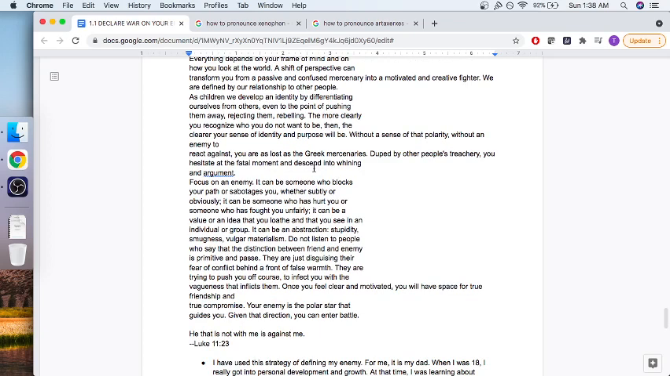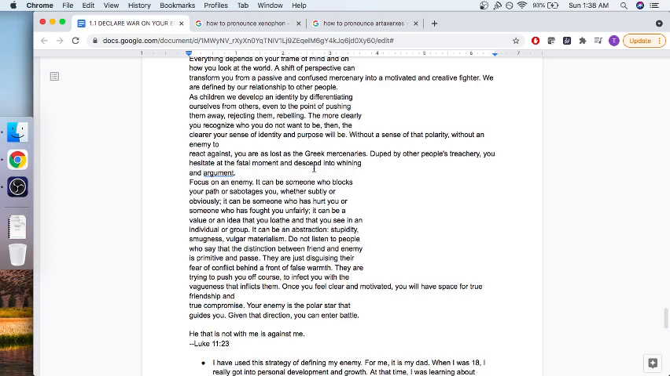We are defined by our relationship to other people. As children, we develop an identity by differentiating ourselves from others, even to the point of pushing them away, rejecting them, and rebelling. The more clearly you recognize who you do not want to be, then the clearer your sense of identity and purpose will be.